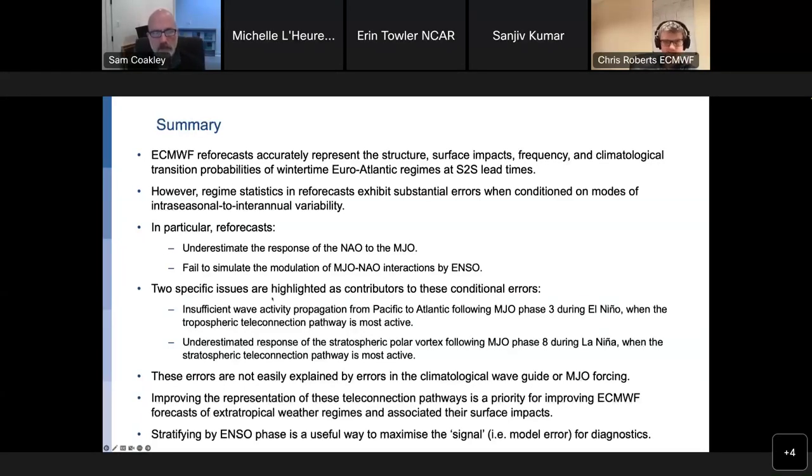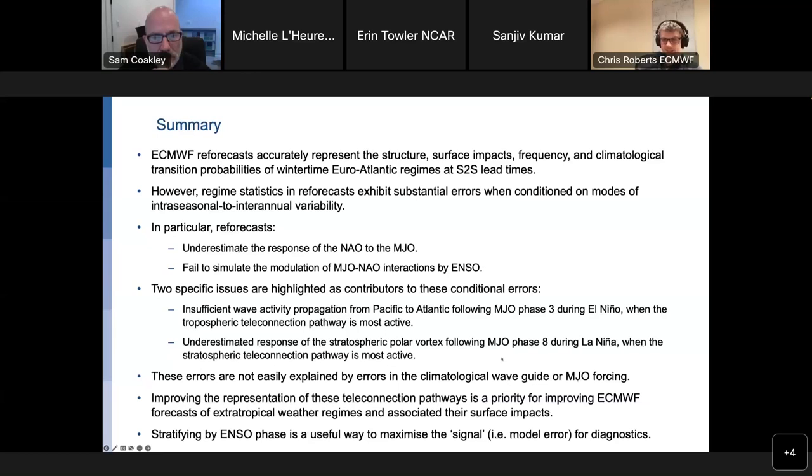And so I highlighted a couple of specific issues that we think are contributors to these conditional errors. Firstly, we're not getting enough stationary wave activity propagation from the Pacific to the Atlantic following MJO activity in the Indian Ocean. And this error is particularly severe during the El Nino conditions. We're also underestimating the response of the stratospheric polar vortex for the MJO during phase 7, phase 8. And this error seems to be most substantial during La Nina initial conditions.